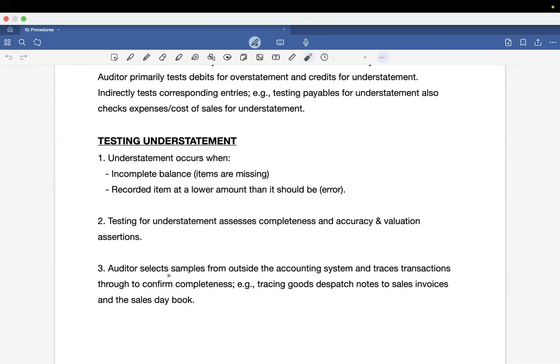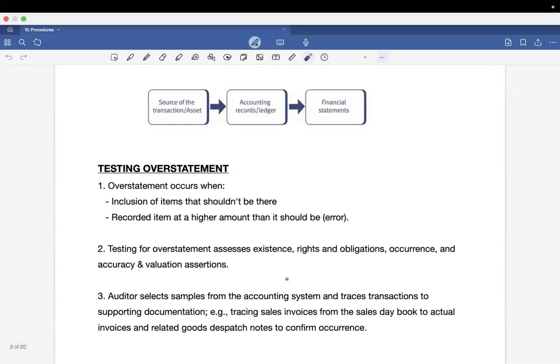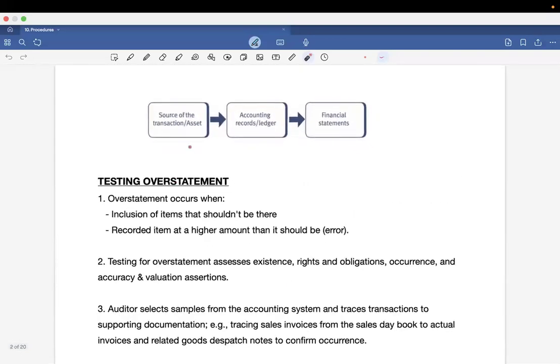So what does the auditor do? An auditor is going to select samples outside of the accounting system, and he is going to trace these transactions in order to ensure that they have been completely recorded. Clear? So we go like this. We take the source transaction, we trace it to the ledger or the records. We then trace it to the financial statements.